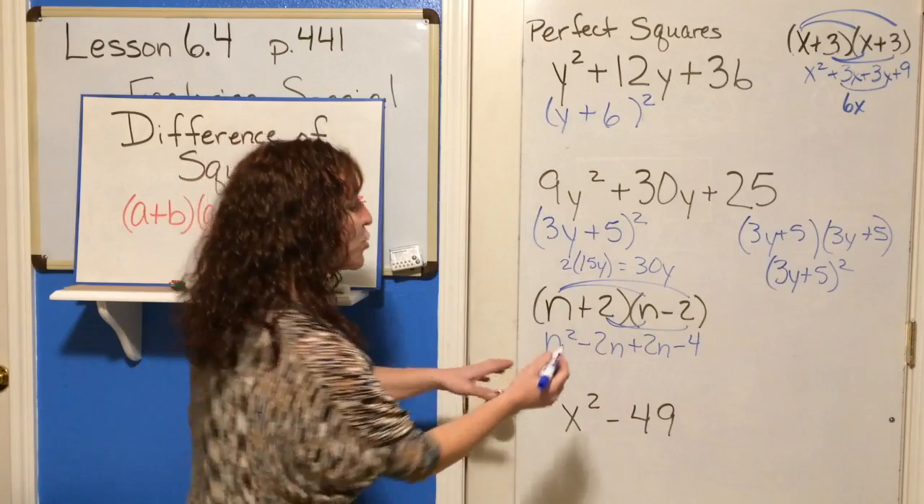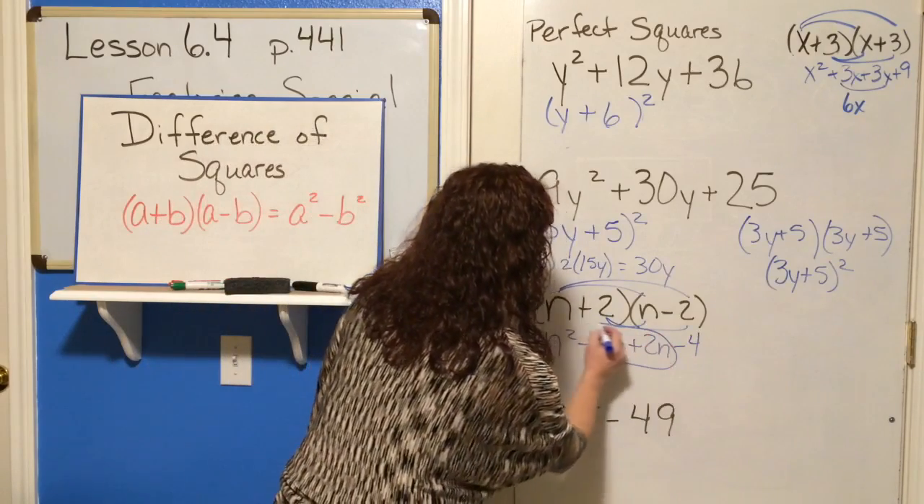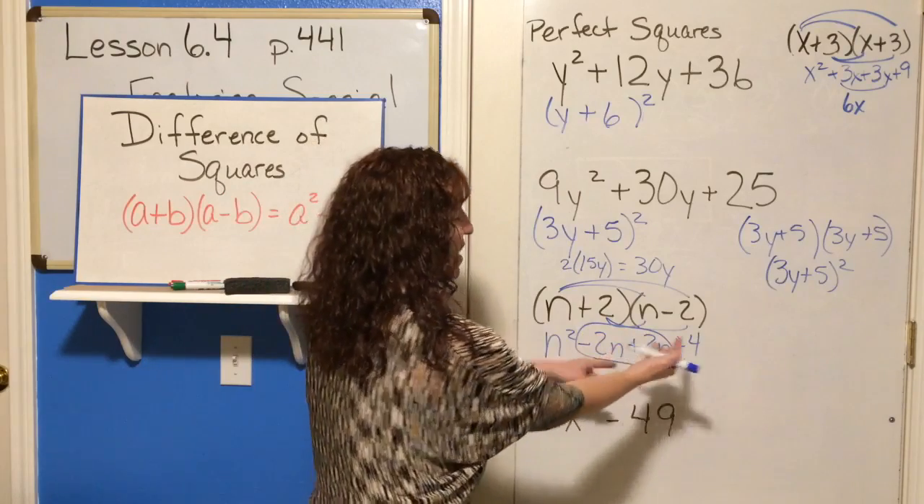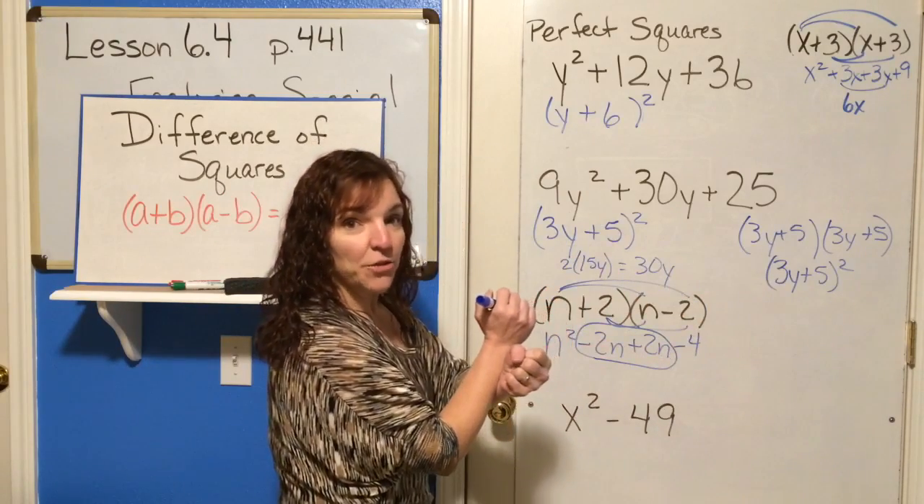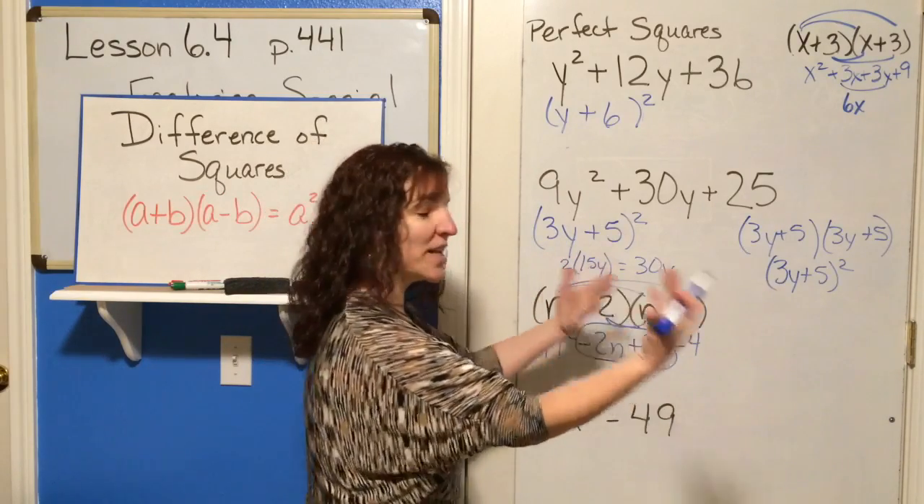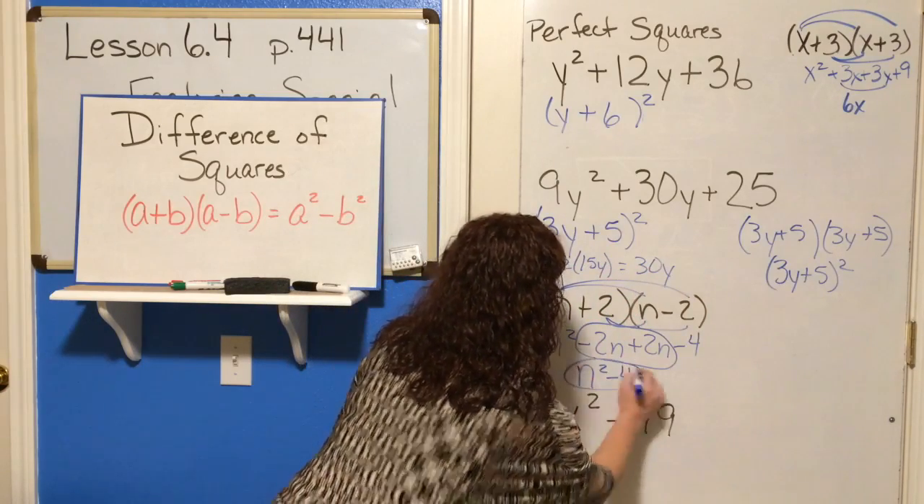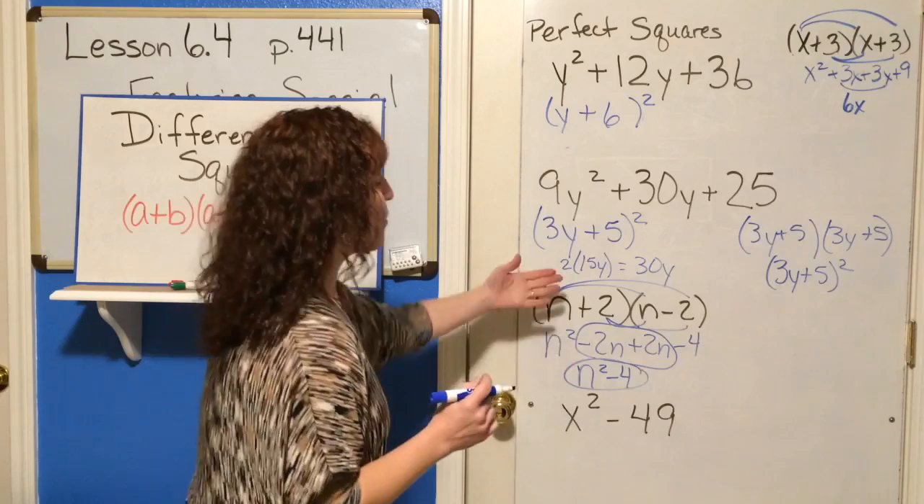Now, when you combine your two middle terms, because one is negative and one is positive, but they're the same, they totally drop out. They cancel each other out. If you have a negative 2n plus 2n, it's nothing. So you end up with n squared minus 4. All right? So that was going forwards.